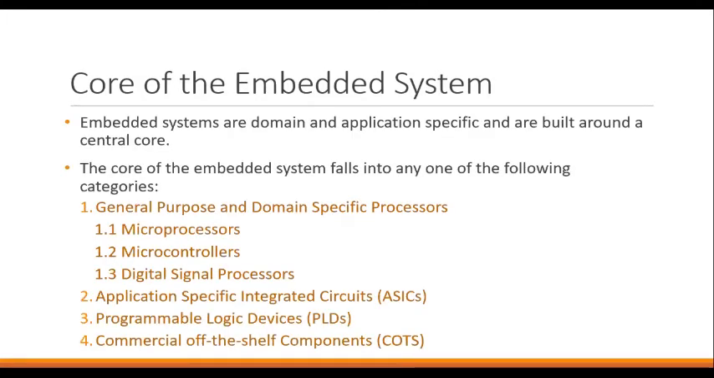Embedded systems are domain and application specific, and they are built around a central core. The core might fall into any one of the following categories. It can be a general purpose or domain specific processor. In that, we have three types: microprocessors, microcontrollers, and digital signal processors.